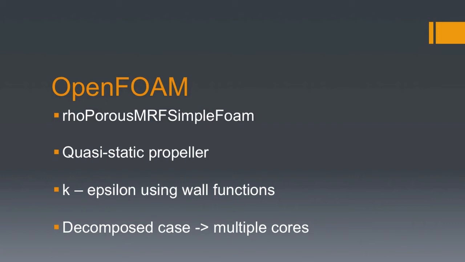OpenFOAM can handle multi-core runs with the decomposePar utility. This case was run with 8 cores and 3000 iteration rounds took about 38 hours. After the simulation, you always have to remember to check the residuals to see if the solution has actually converged.